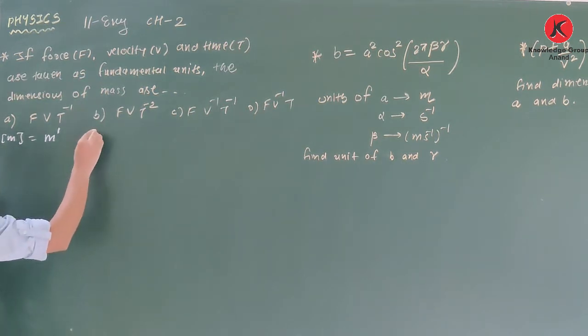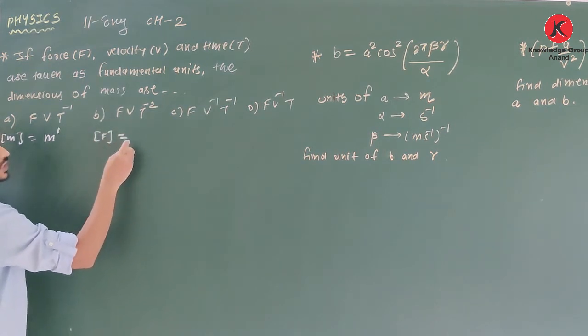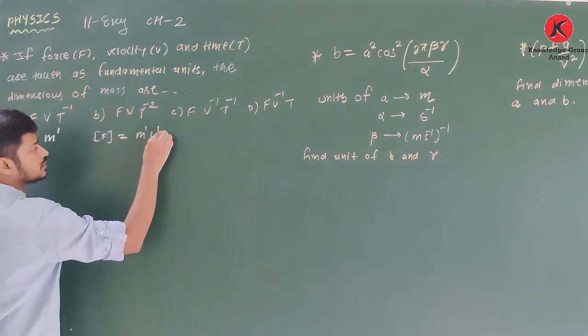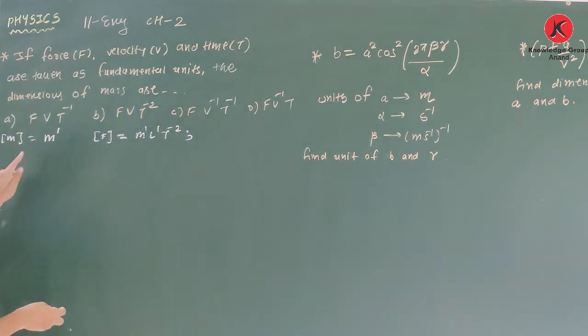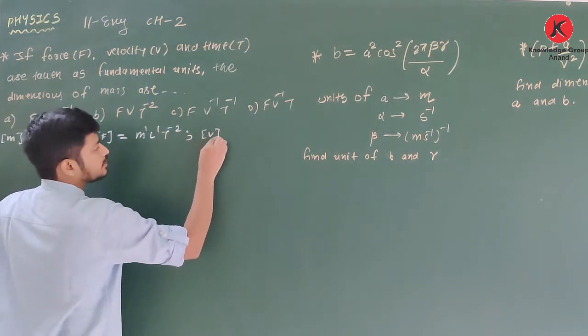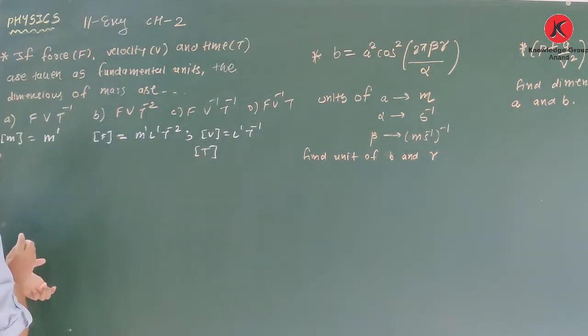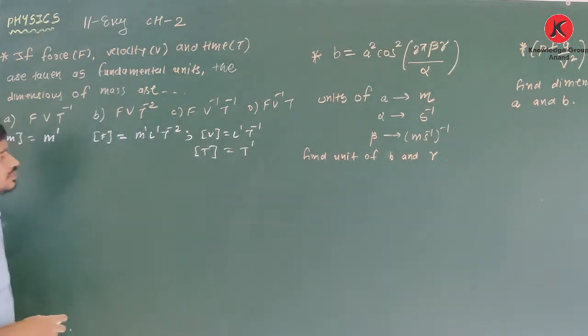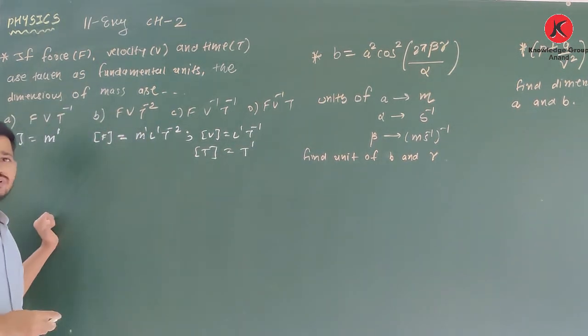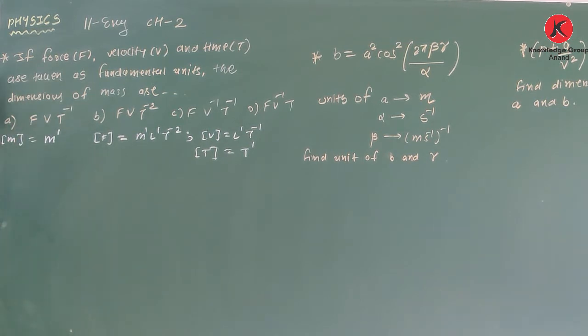First quantity is force. What is the dimensional formula of force? Yes, it is M1 L1 T minus 2. What is the dimensional formula of velocity? It is L1 T minus 1. And the dimensional formula of capital T, that is time, is T. You know the dimensional formula of each and every quantity. Now, you have to find the dimensions of mass: if you put the dimensional formulas of F, V, and T in the option, and you get M1, then this equation is right. Otherwise, it is wrong.